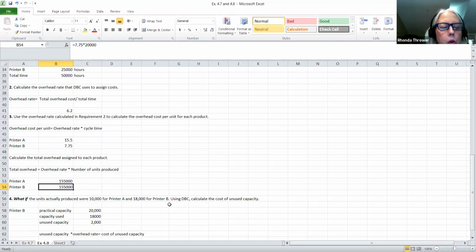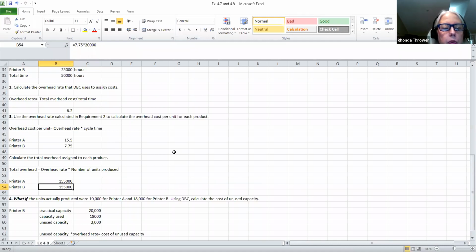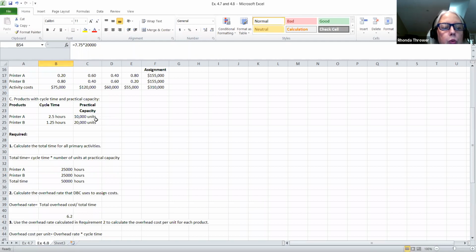And part 4 is a what-if analysis. And in part 4, the what-if analysis is telling you that the units that are actually produced were 10,000 for printer A and 18,000 for printer B. Using the duration-based costing, we want you to calculate the cost of the unused capacity. So since printer A actually produced 10,000 units and the practical capacity was 10,000 units, we don't have any unused capacity.